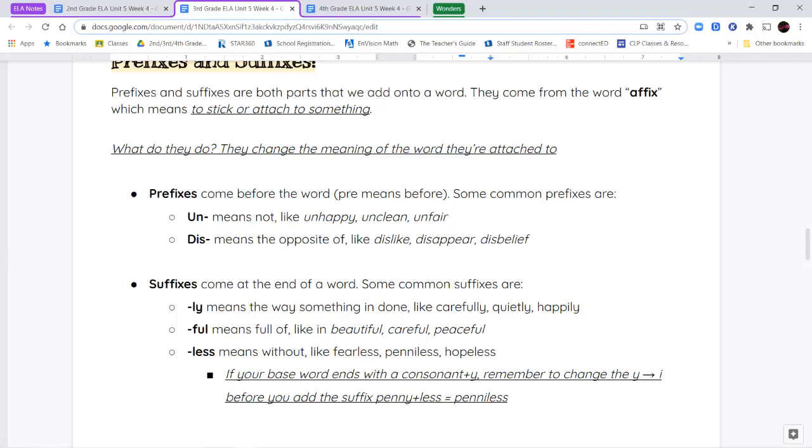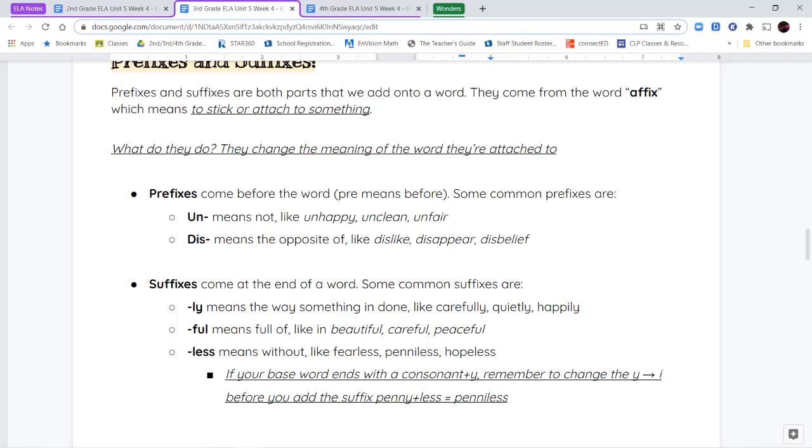And then we have the suffix less, which means the opposite. It's the opposite of full. It means without something, when you don't have something. So fearless, someone who doesn't have any fear. Penniless, doesn't have any money. Hopeless, has no hopes.